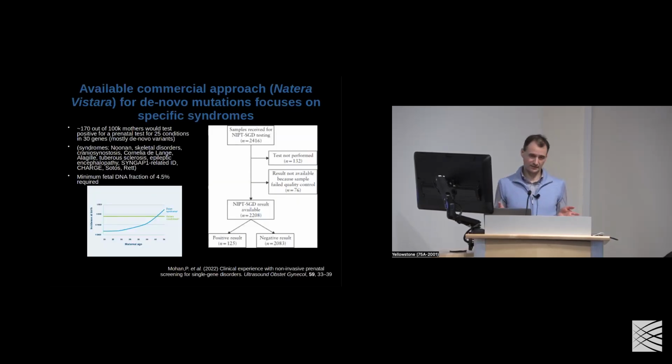There is one test that is available in the clinic. It's called Natera Vistara. They do UMI analysis. But they concentrate only on 30 genes, and most of these are genes that give phenotypes that can be confirmed through ultrasound. And so they look only at syndromes like Noonan, skeletal disorders, and some others.